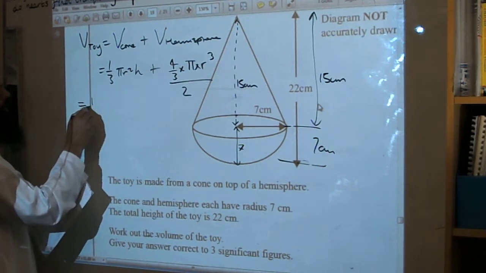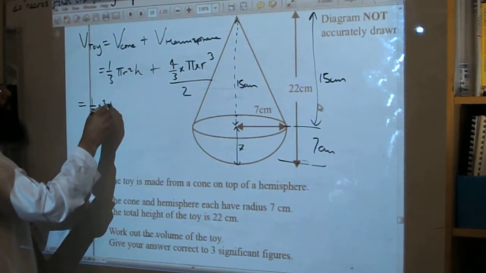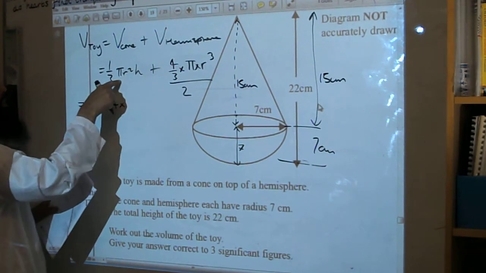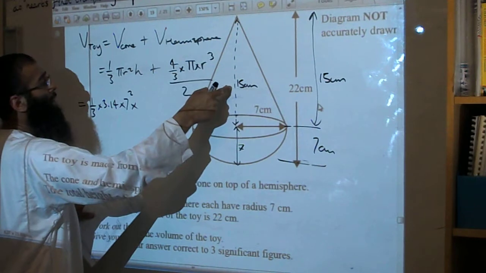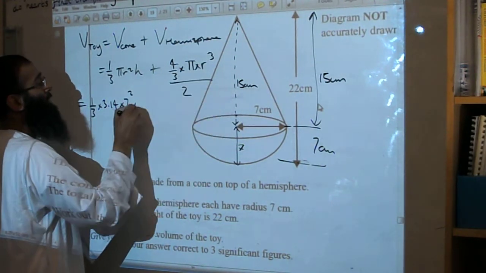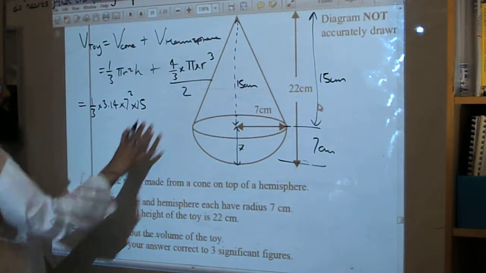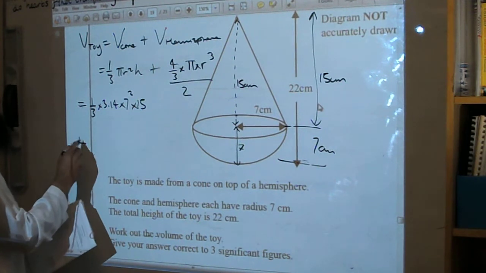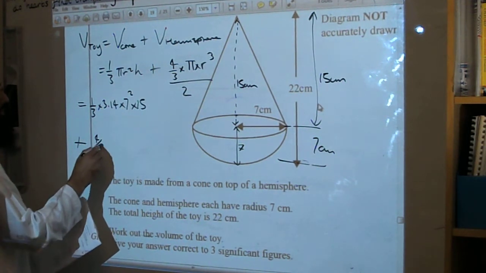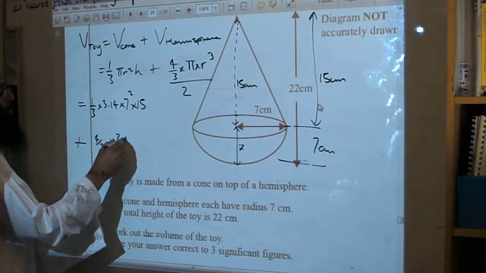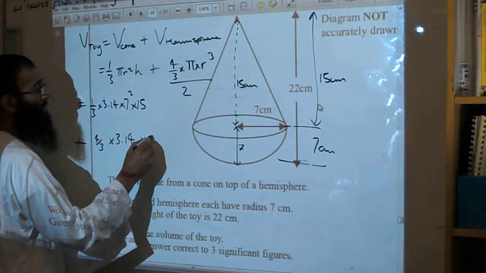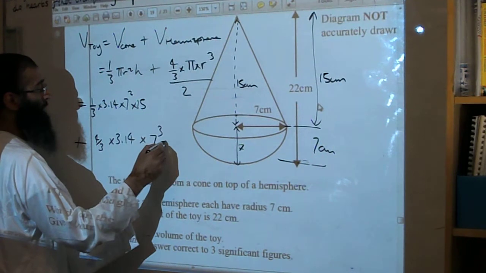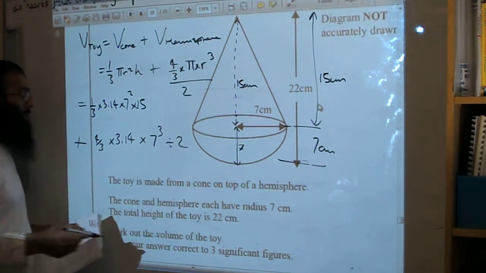So we got 1/3 times 3.14 for the pi value. The radius is 7 squared times the height. What's the height? The 15? I'm going to do this part over here at the bottom. So we got 4/3 times 3.14 times the radius cubed, which is 7 cubed, and then we can put a divide by 2 here actually, and that will work just as well.